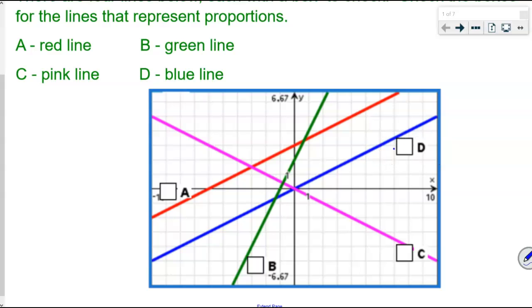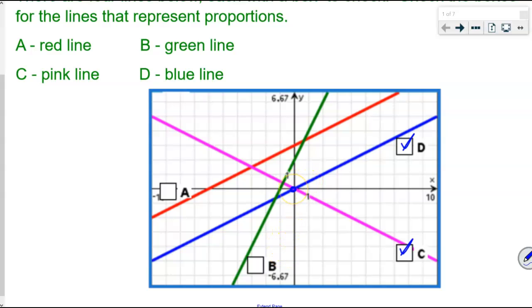D is going through the origin, and it's a nice straight line. It has that constant rate where it's going up consistently. Looks like we go up 1 every time we go over 2. So D is a proportion. Or, I meant to say C. Sorry, C. D, we had 10 students select it, and that one is also a proportion. So we'll talk about both of those at the same time since I made that mistake.